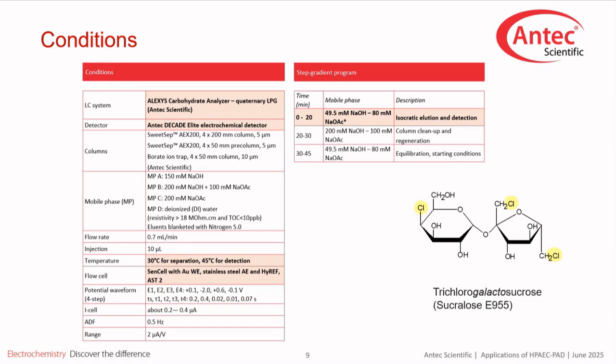So take a look at the conditions here. They are pretty standard, and the halogenation doesn't interfere with the pulsed amperometric detection at all. So what's exciting is the sample preparation, which we will cover in the next slide.